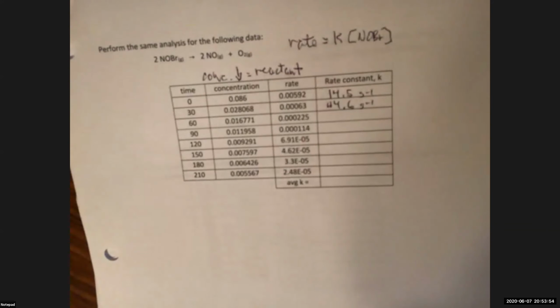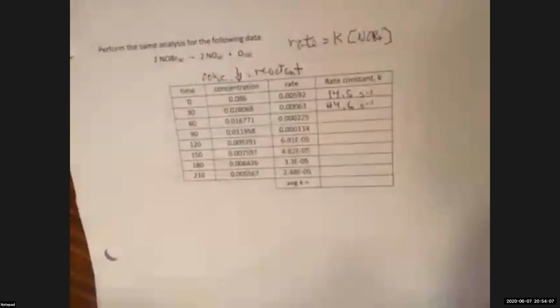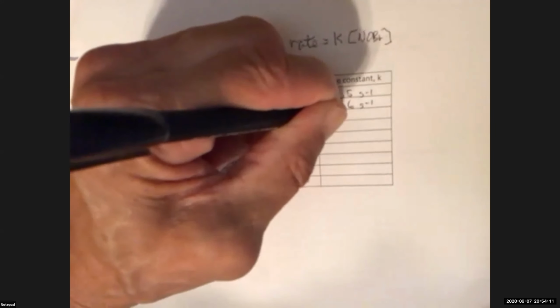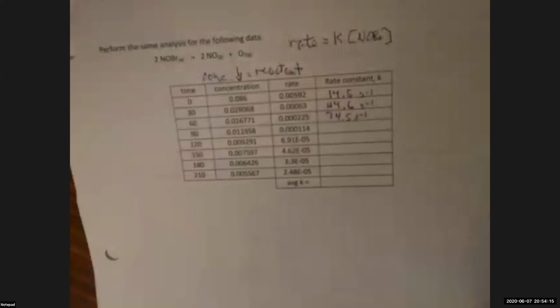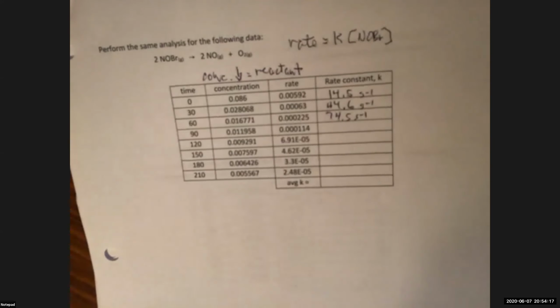Let's do the next one, 0.016771 divided by 0.000225. That equals 74.5. So something is amiss here. If you remember, when we're calculating rate constants, they're supposed to be constant. Well, this rate constant obviously is not constant. And so we've got to do something.